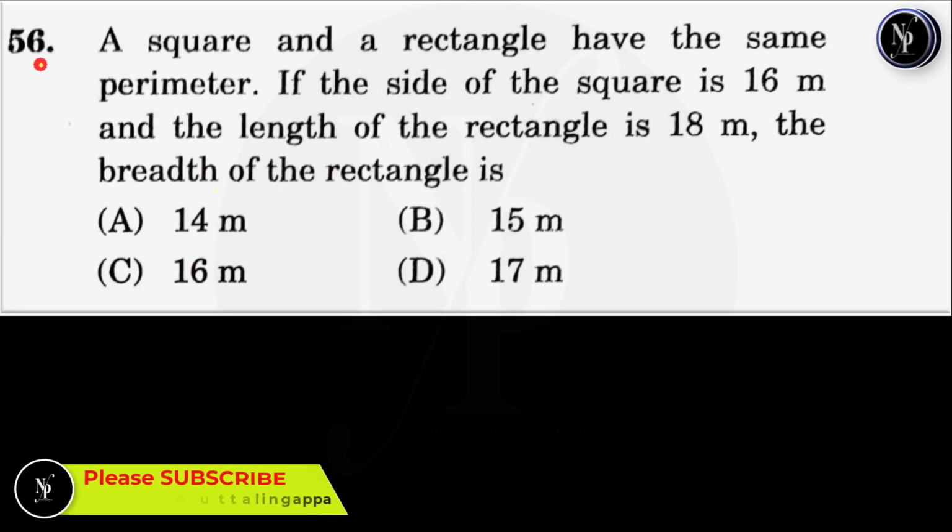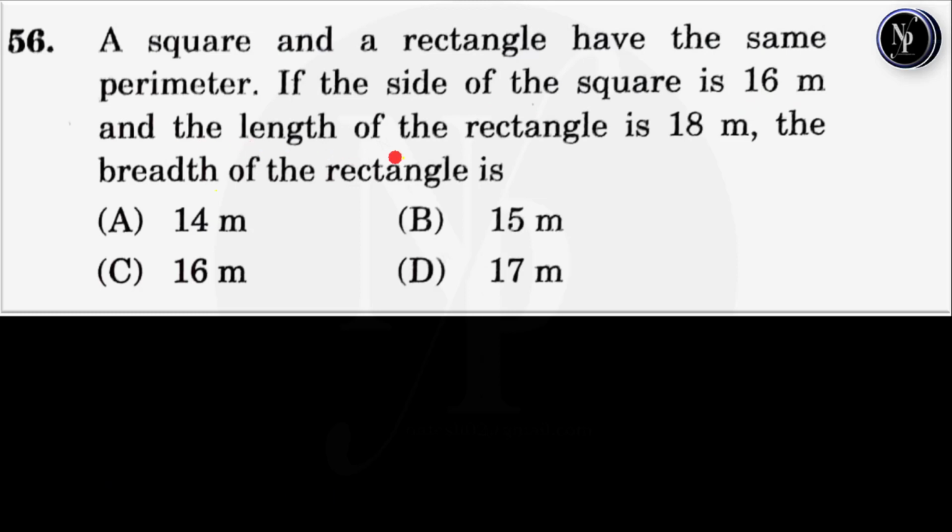Question number 56. A square and a rectangle have the same perimeter. If the side of the square is 16 meters and the length of the rectangle is 18 meters, the breadth of the rectangle is. Here we have to find the breadth of the rectangle whose length is 18 meters, and the measurement of a side of a square is given as 16 meters, and also a condition is given that the square and the rectangle have the same perimeter.